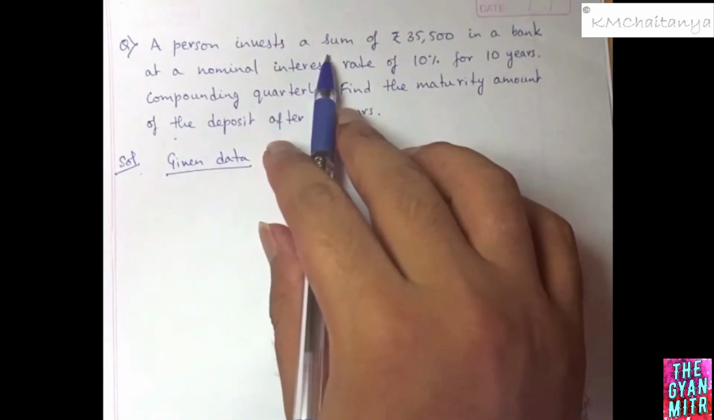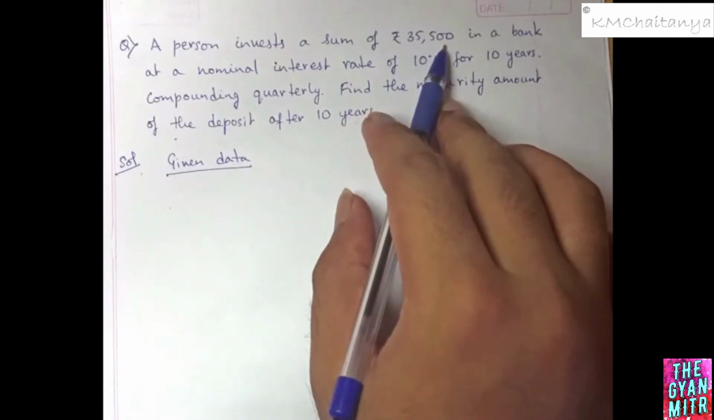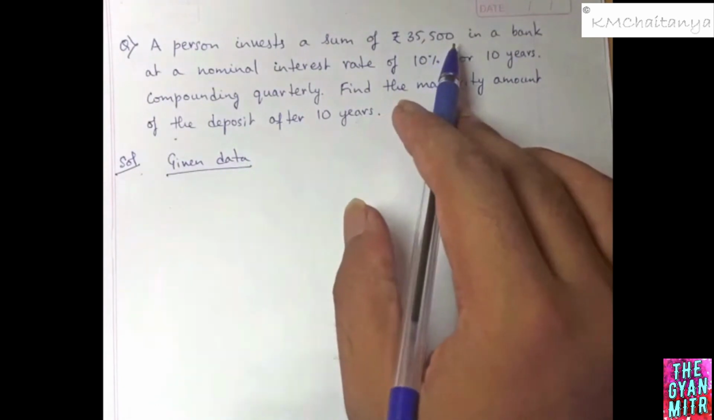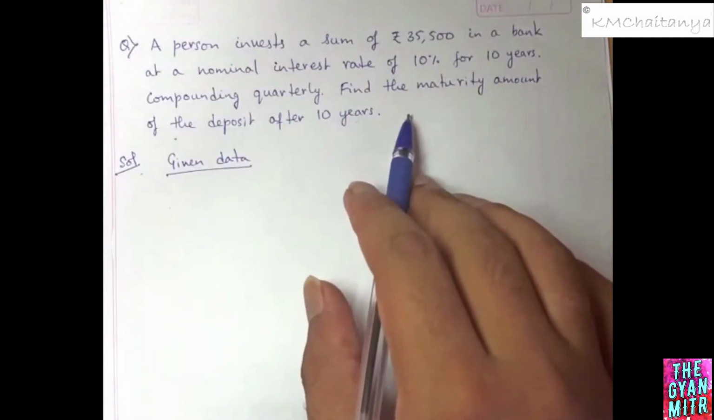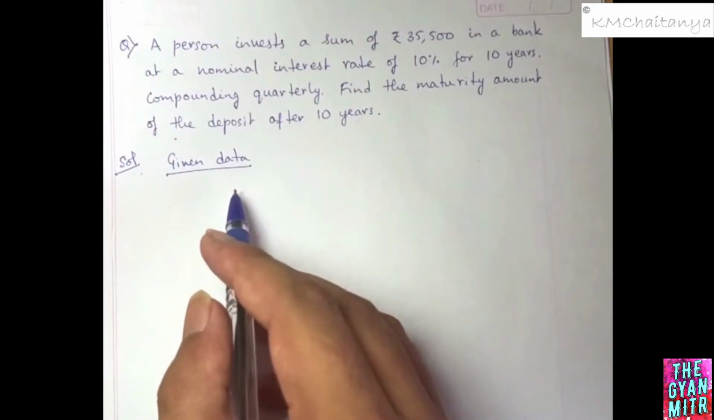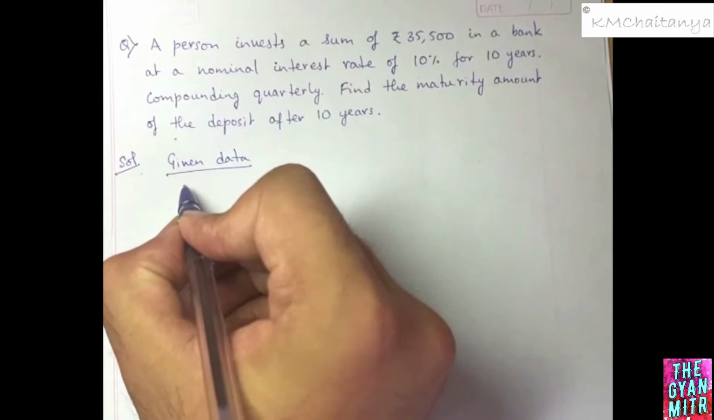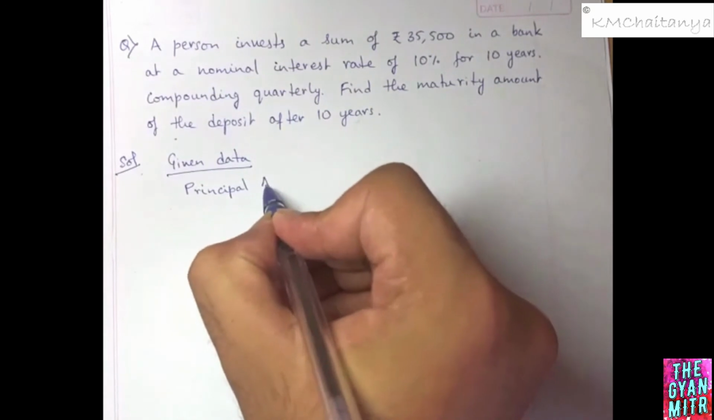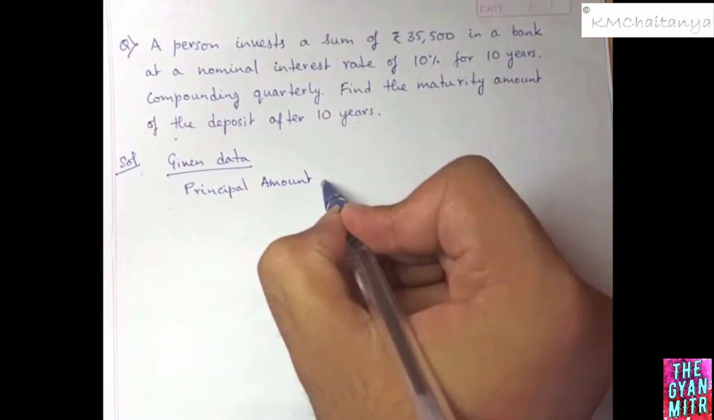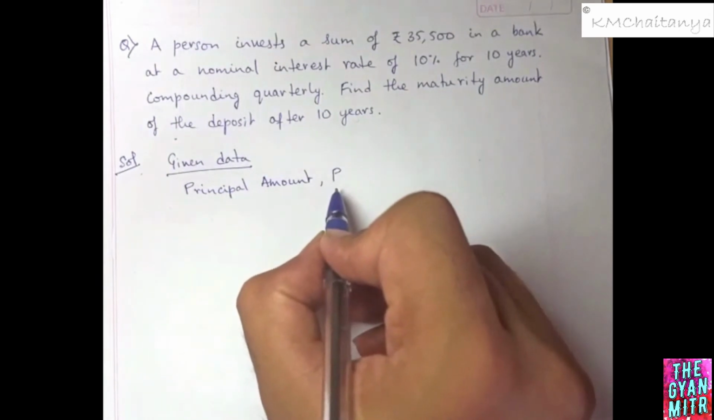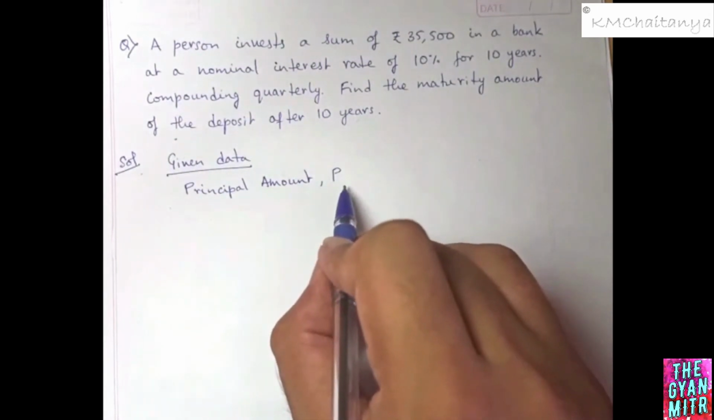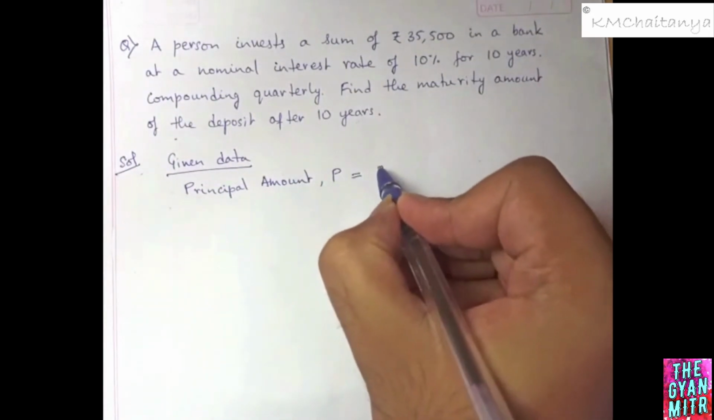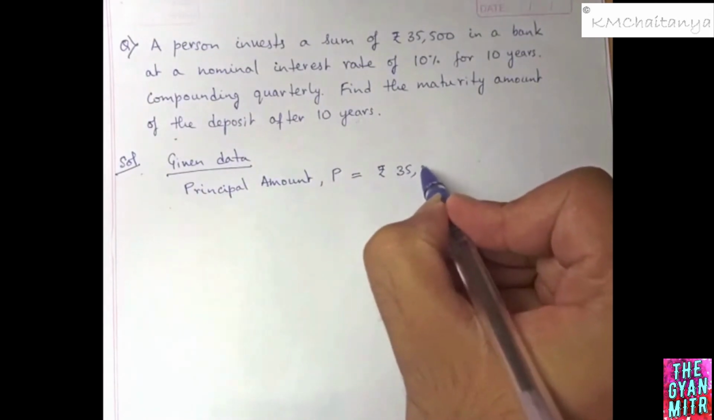So they have given the investment sum of 35,500. So this I can either consider as the principal amount or present value, because the person is investing now. Either the principal amount or the present value, anything is fine. So the principal amount, which is denoted as capital P. Even the present value or the present worth is also capital P. So anything we can consider in this particular question, which is equal to rupees 35,500.